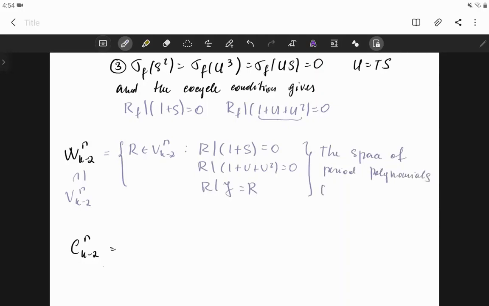And in particular, they're all one cocycles in parabolic homology. Okay, what about coboundaries? The one coboundaries are defined the following way. We take an R and we slash with 1 minus S, where R now has to be in V sub k minus 2 gamma, and also R slash T equals R. These are one coboundaries.